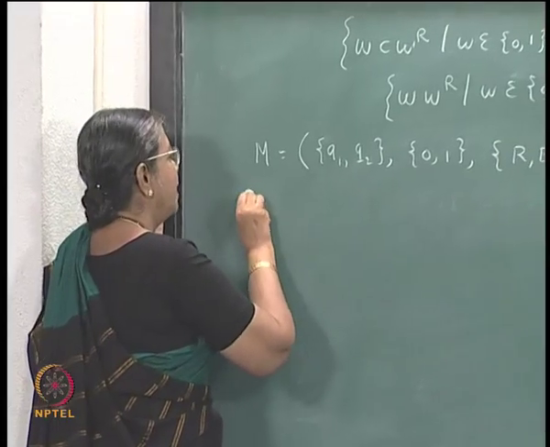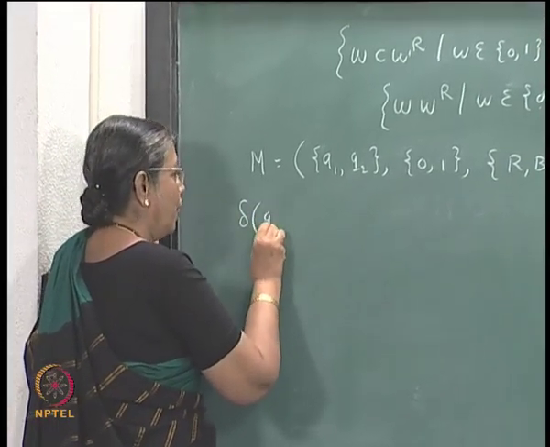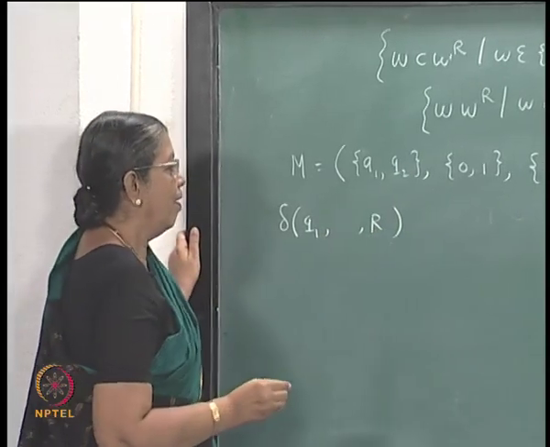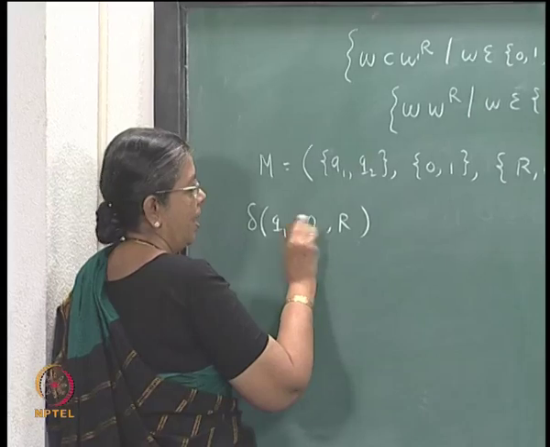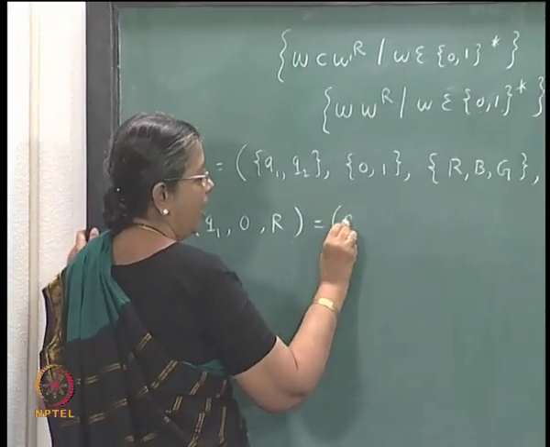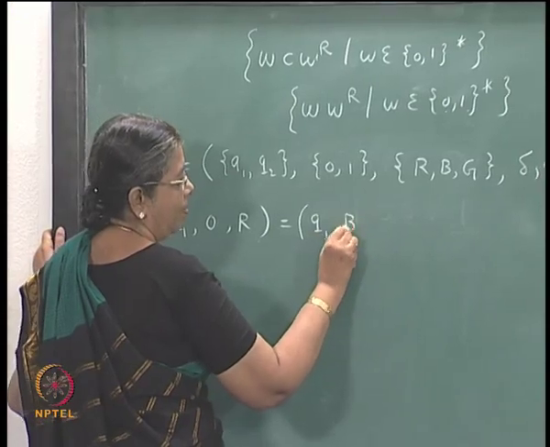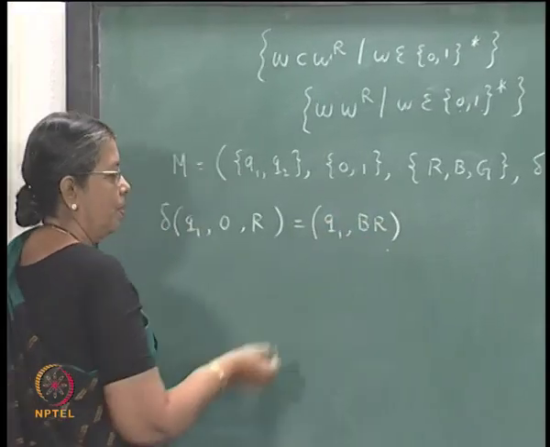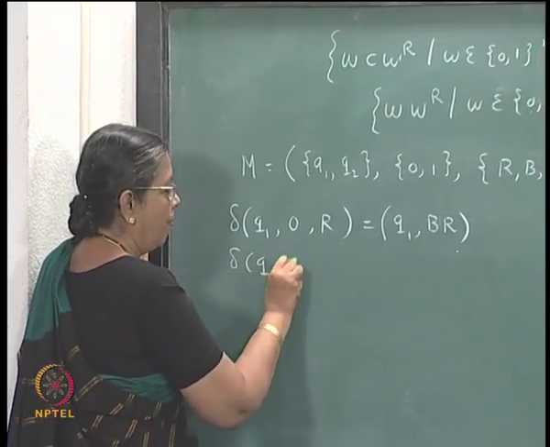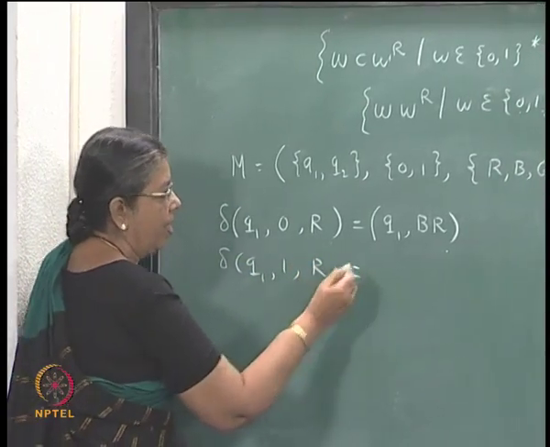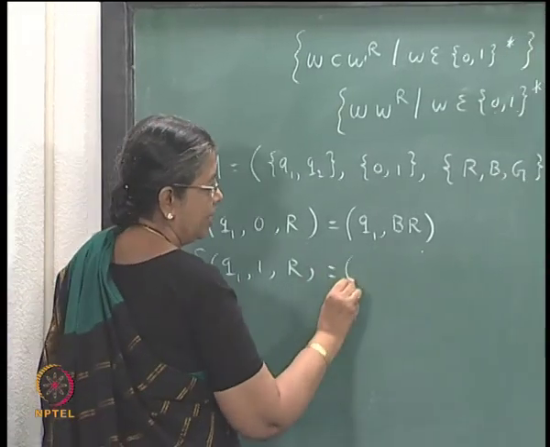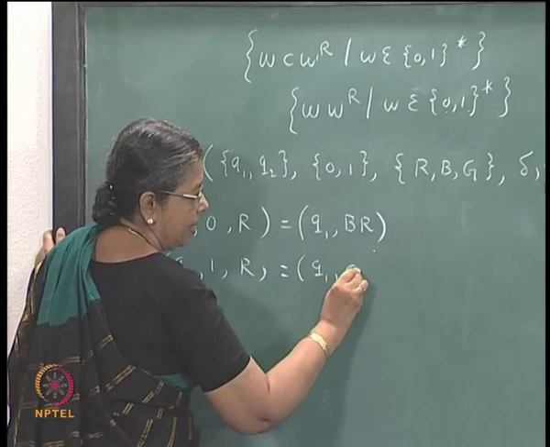So, what happens? Delta of Q1, R, when you see a 0, right, you add a blue plate or blue symbol is added. In Q1 when you see a 1 with R as the symbol, you again add a G. So, Q1 GR.